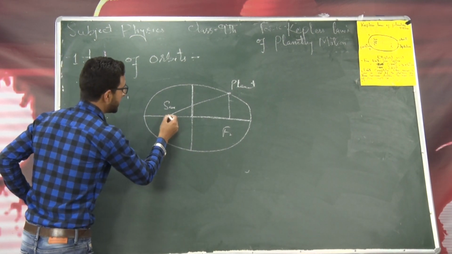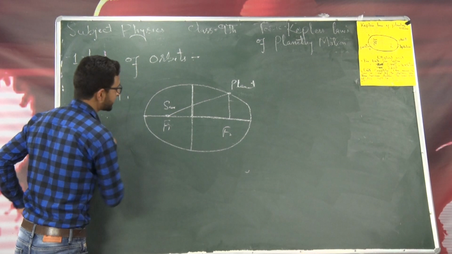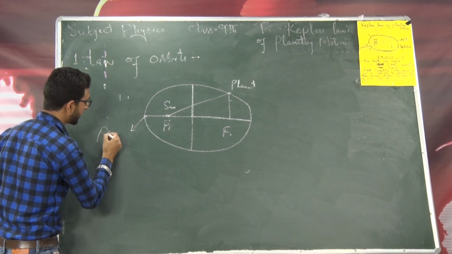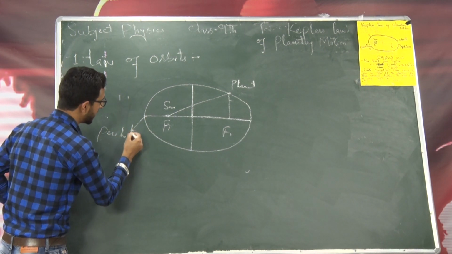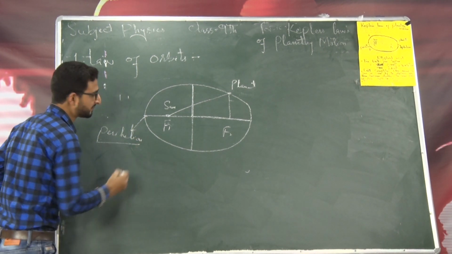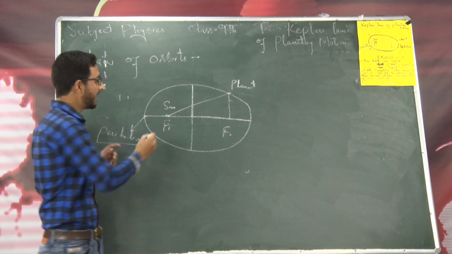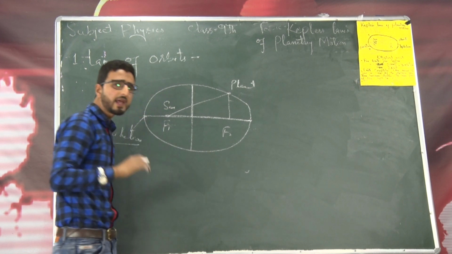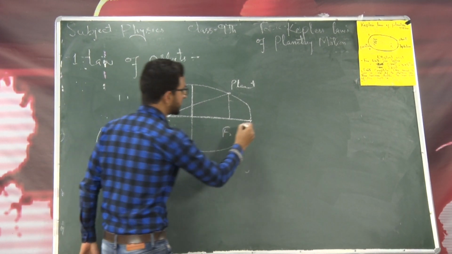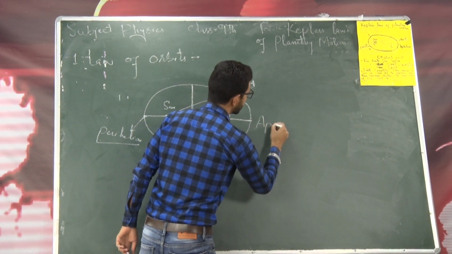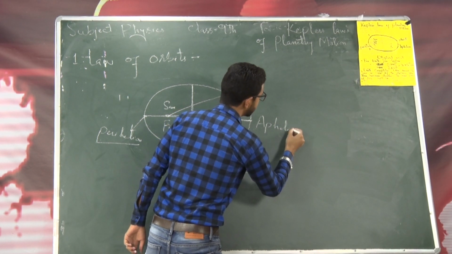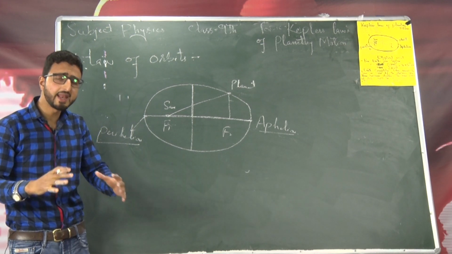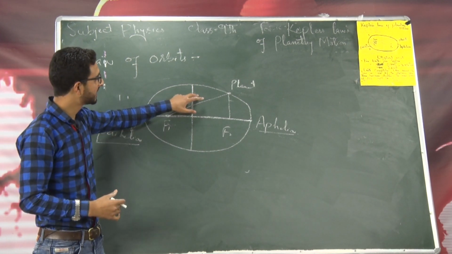Now when the planet is at the nearest point from the sun, this point is called perihelion. What do we call it? Perihelion. When the planet is near to the sun, and when the planet is here, at this very position far away from the sun, this position is called the aphelion. So let me write the terms here. This is aphelion.